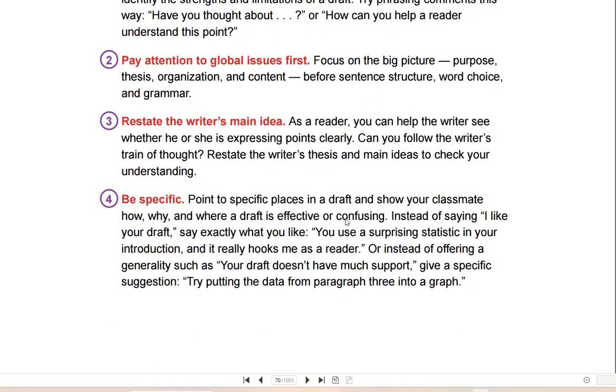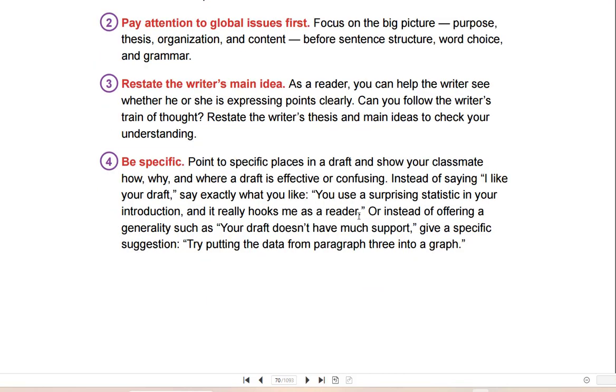Be specific. Point to specific places in a draft and show your classmate how, why, and where a draft is effective or confusing. Instead of saying, "I like your draft," say exactly what you like: "You use a surprising statistic in your introduction and it really hooks me as a reader." Or instead of offering a generality such as, "Your draft doesn't offer much support," give a specific suggestion: "Try putting this data from paragraph 3 into a graph."